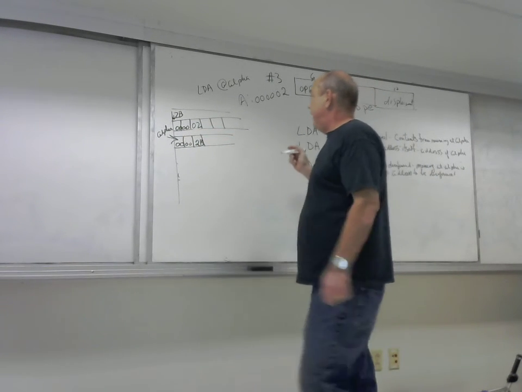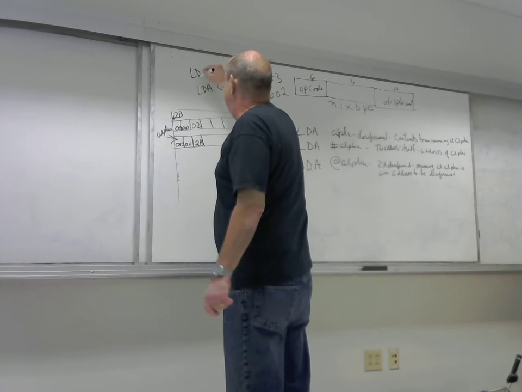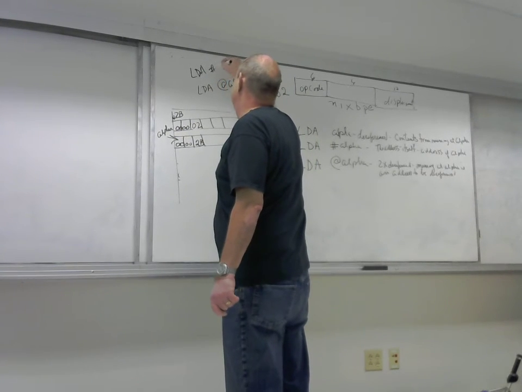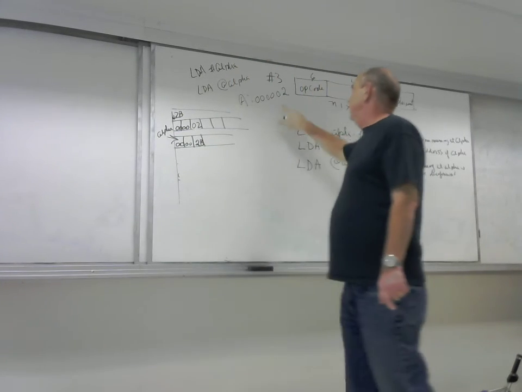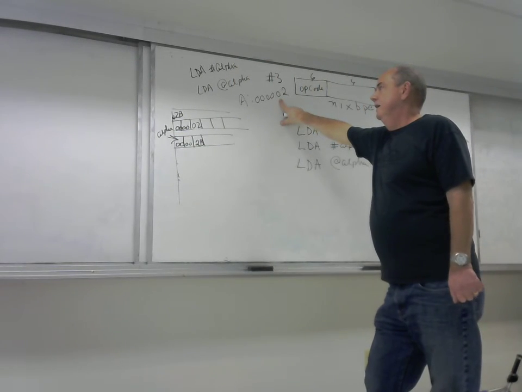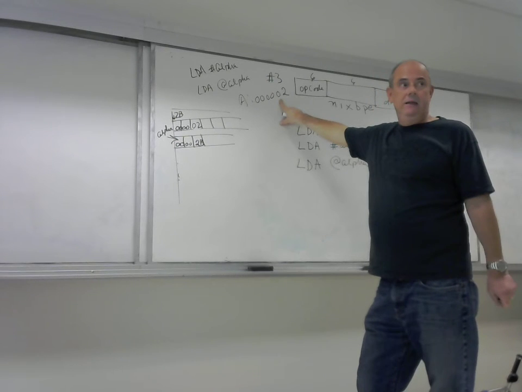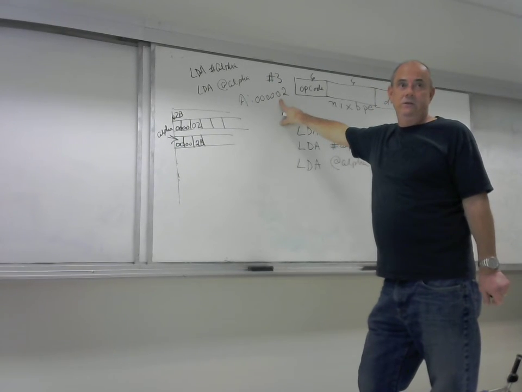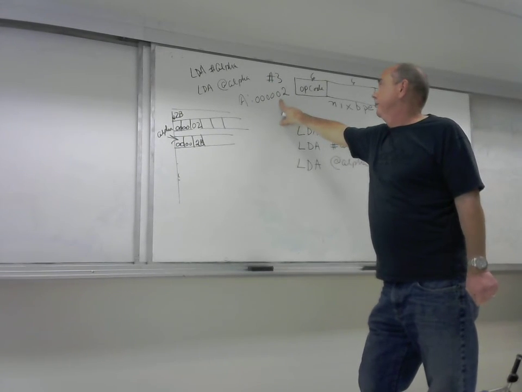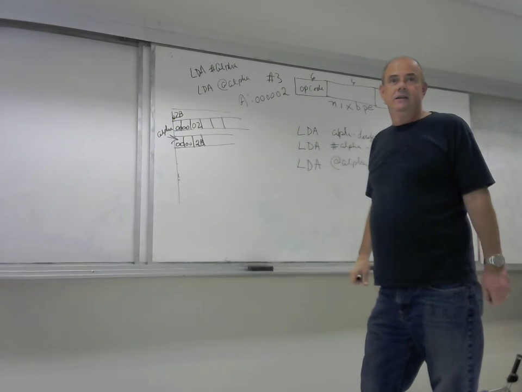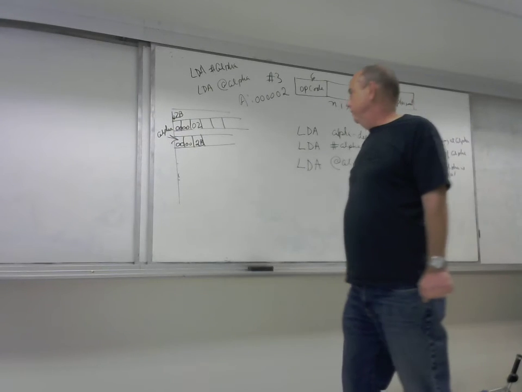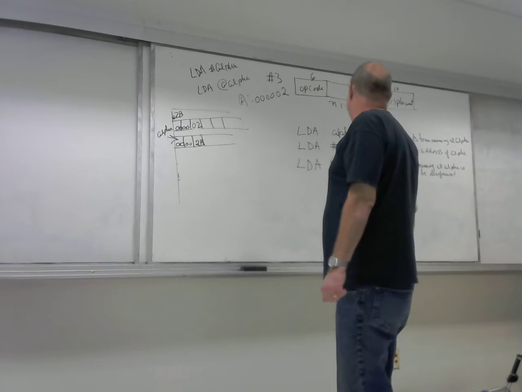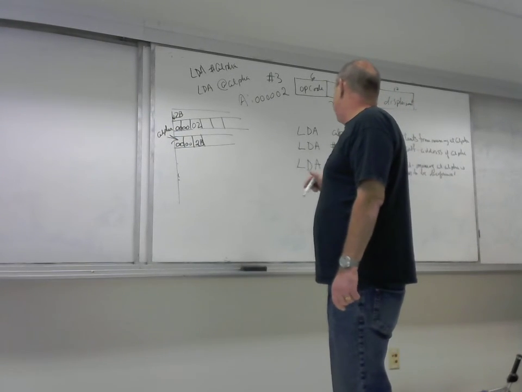If we simply had LDA pound sign alpha, then what would go in A? It would be 2B, right? The address, 00002B. You with me? Okay. It sounds more confusing than it really is. Okay, so these are your base addressing modes.